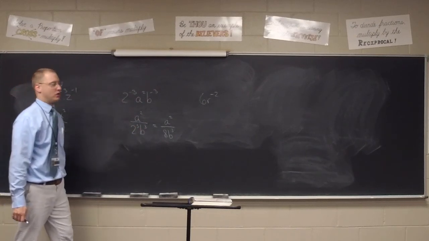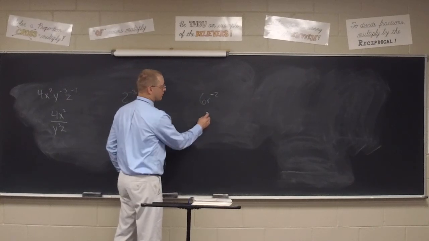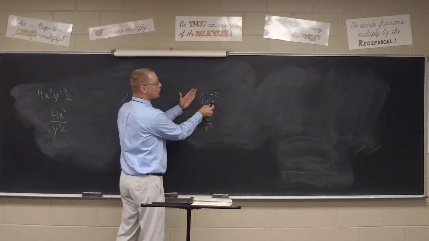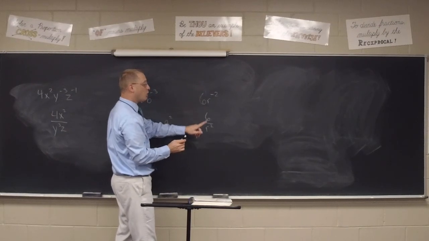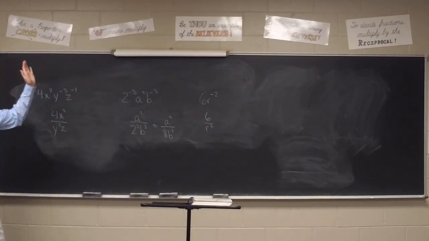What about on the next one, Joshua? 6 over r squared. Good. Sometimes students make the mistake of thinking that all of it is to the negative second, but remember the 6 is to the first. Don't move the 6, only the r squared moves down to the denominator. How many had that answer for the last one?